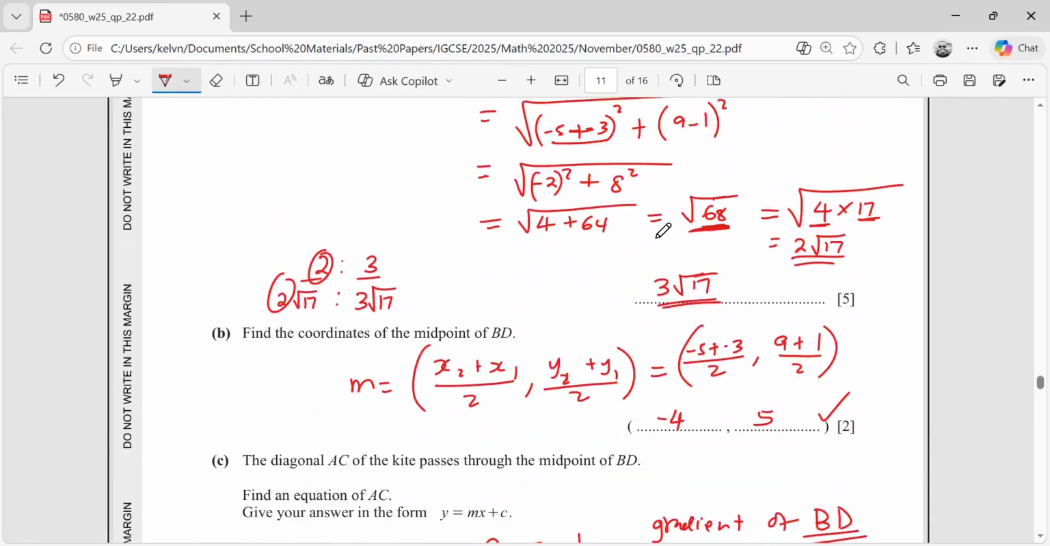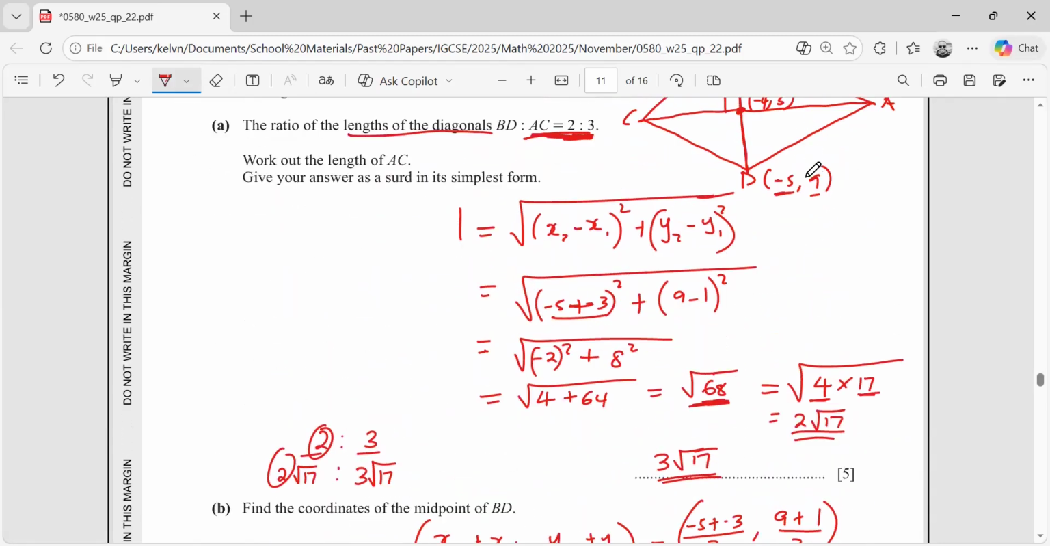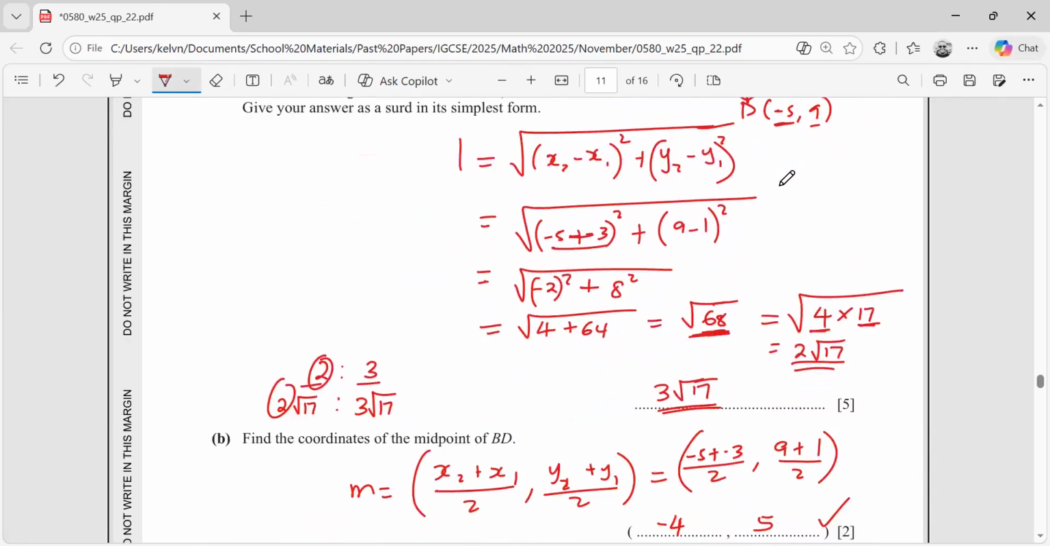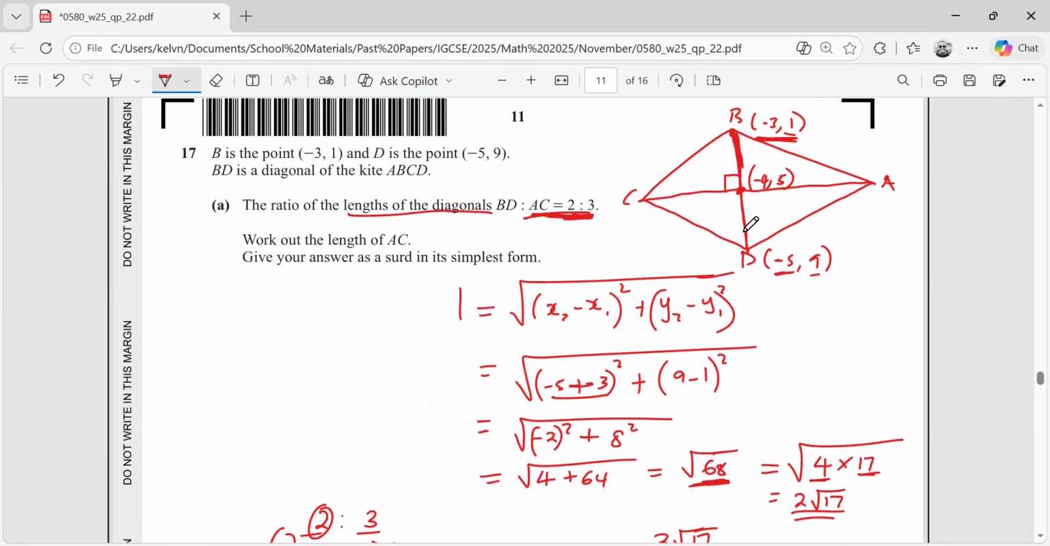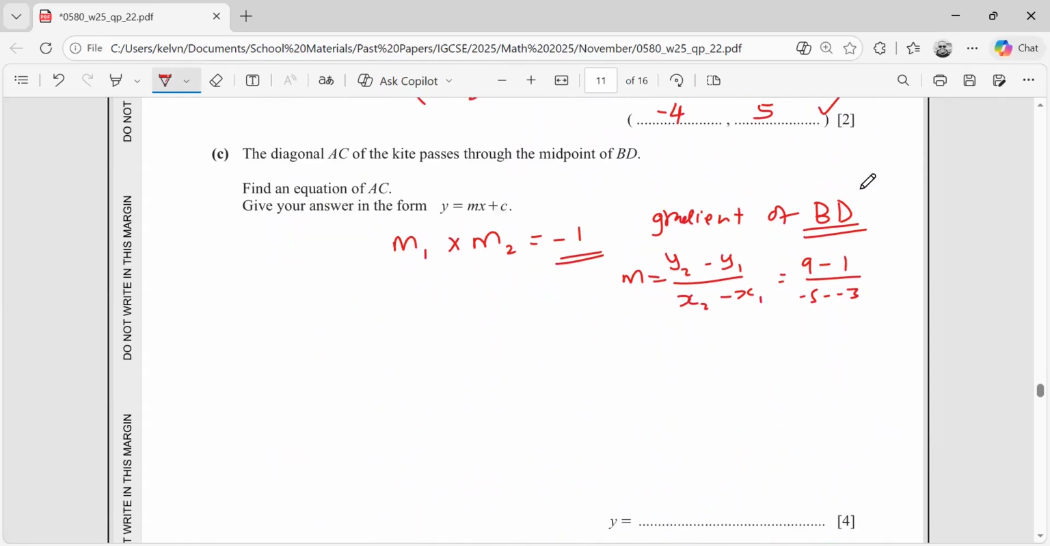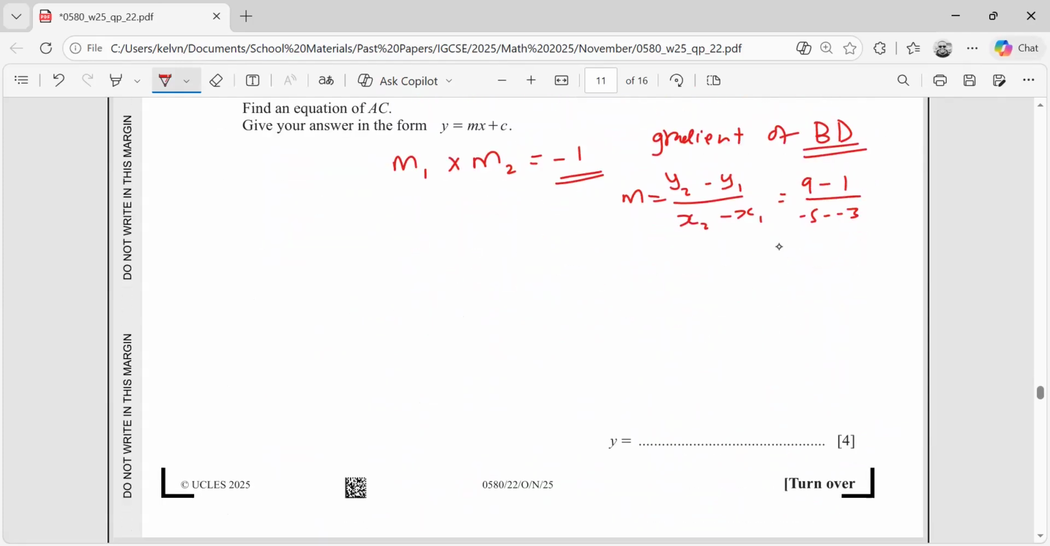Now again, taking the D point to be 2, it means y2 is 9 minus y1, which is 1. So this will be 9 minus 1, and then x2 was negative 5 minus negative 3, because you can see that those are the 2 points we have. So 9 minus 1 is 8, so we have 8 over, and this is going to become a plus, so this is going to be negative 2. So the gradient of BD is negative 4.